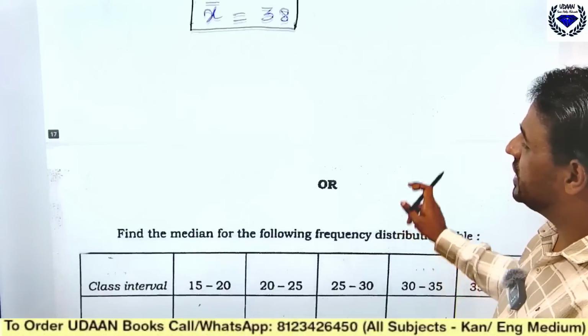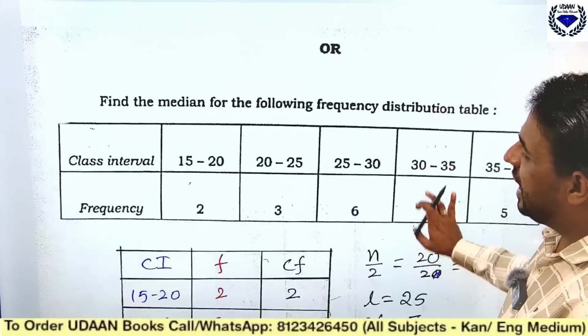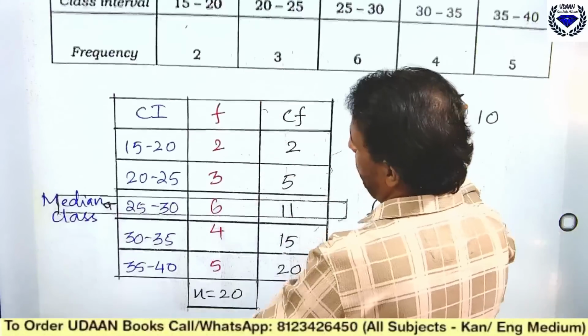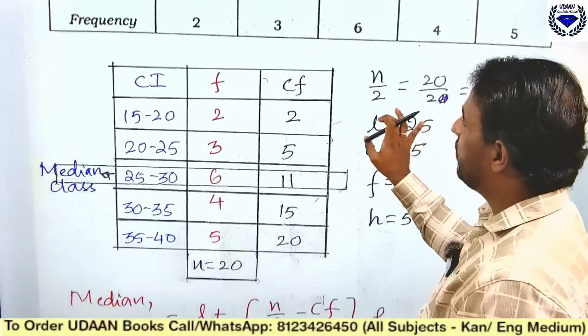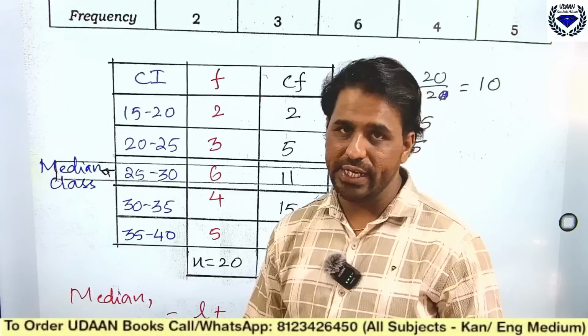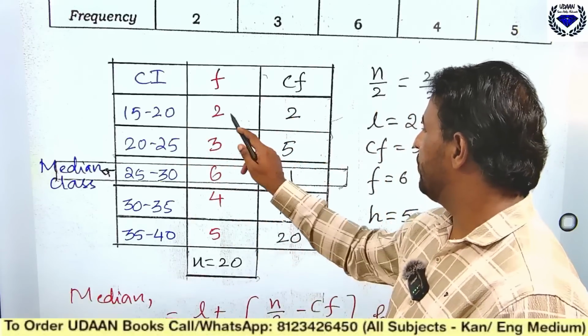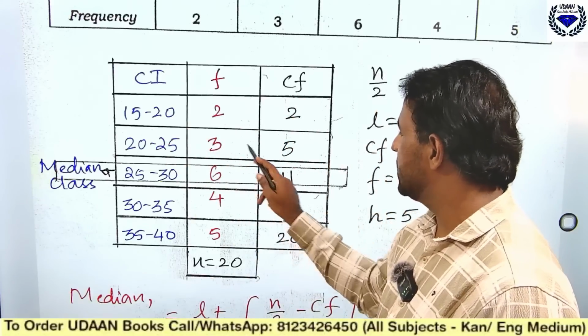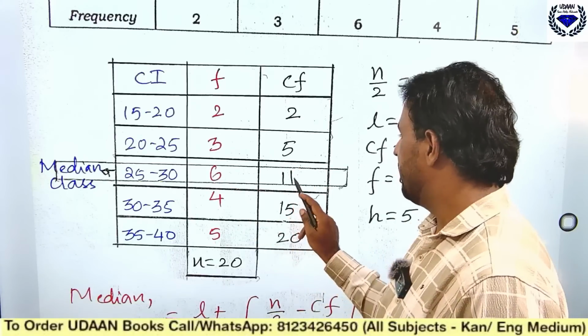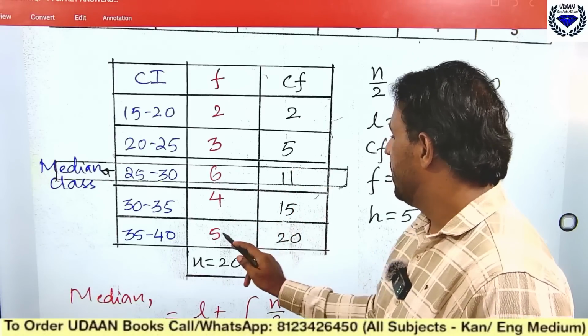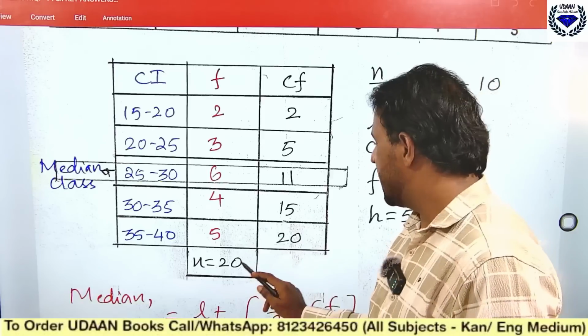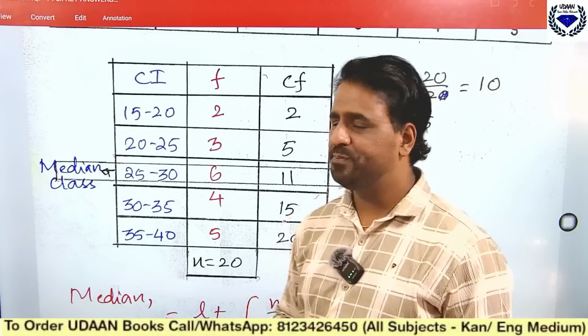Then there is one question here, or find the median. Again I have written Ci vertically, F. Then you should find CF. CF means cumulative frequency. For cumulative frequency, 2 write as it is. Add 2 plus 3, 5. 5 plus 6, 11. 11 plus 4, 15. 15 plus 5, 20. This answer and this answer should match.